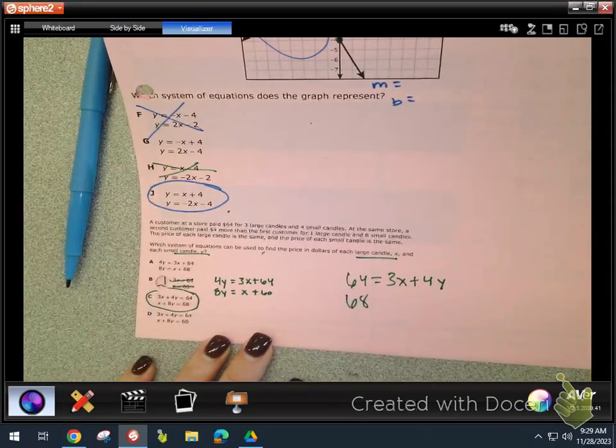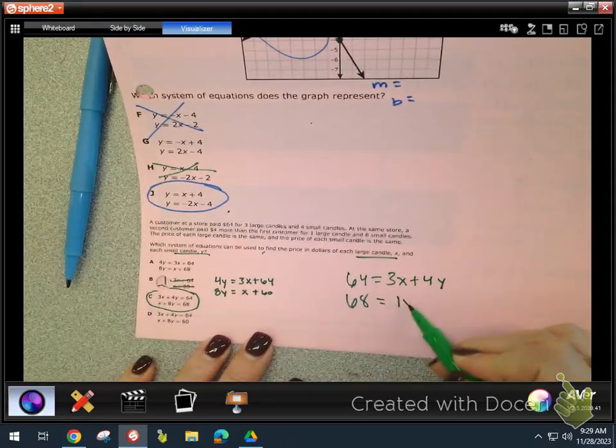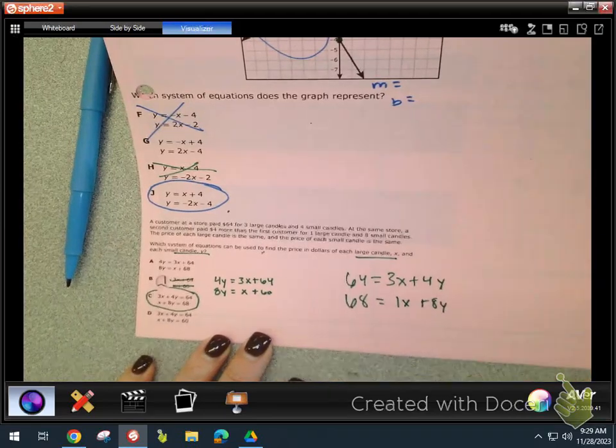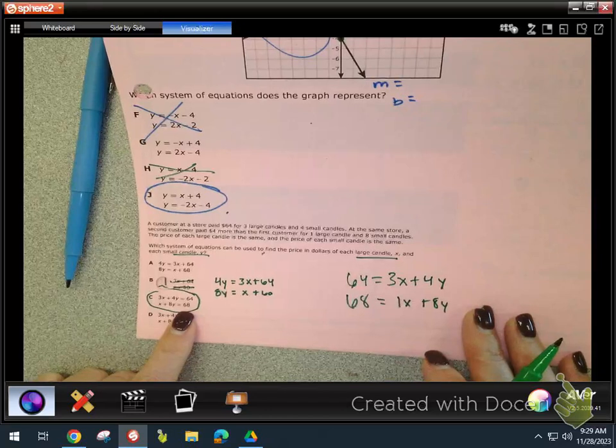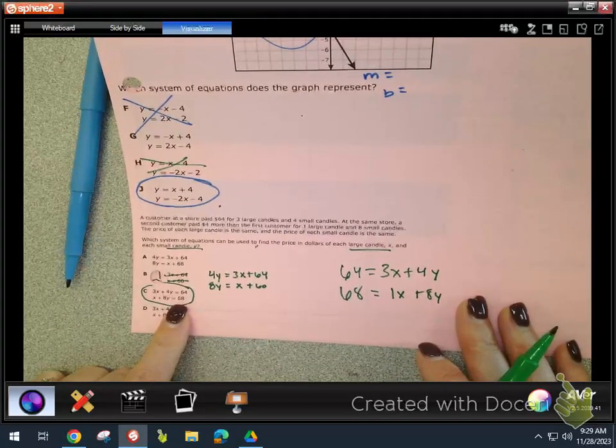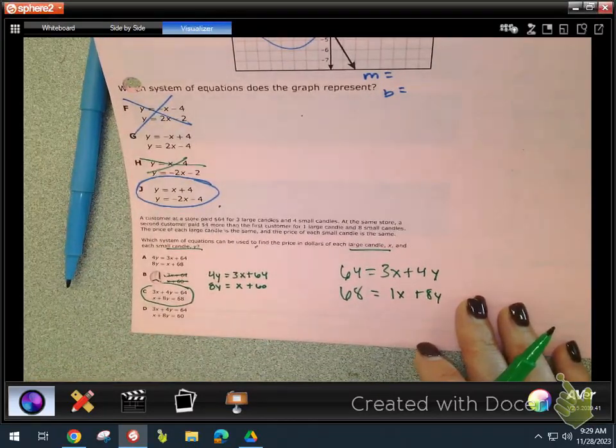68. So you had to have a 68 right there. And then they got 1 large and 8 small. Is it okay if you put the 68 on the other side? Yeah, and that's what they did. And I don't know why I didn't do that, but either way it would be okay, because it's an equation, so you can switch with that there.